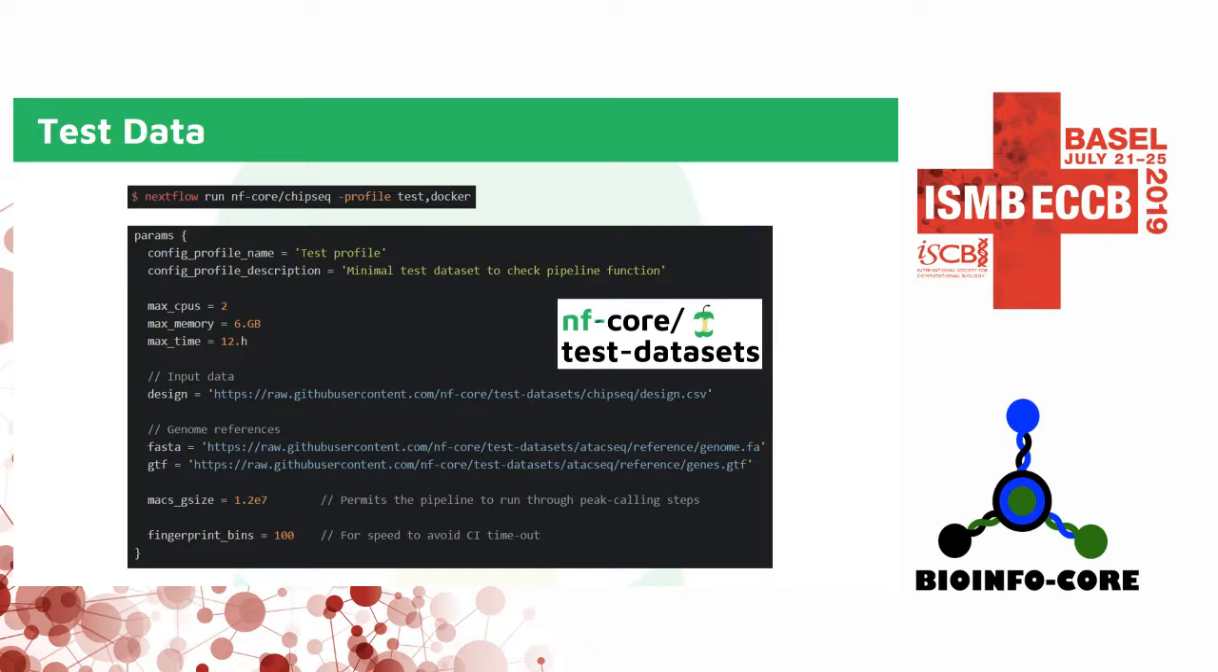Every pipeline has to have a test data set. This is vital for pipeline development, because you want to be able to test your pipeline constantly whenever you push commits and make changes to the pipeline. Also, since it's going to be developed by the community, anytime a change is made to the pipeline, you want these tests to be carried out automatically so the pipeline is still functioning. So here I've got, I think, a ChipSeq one.